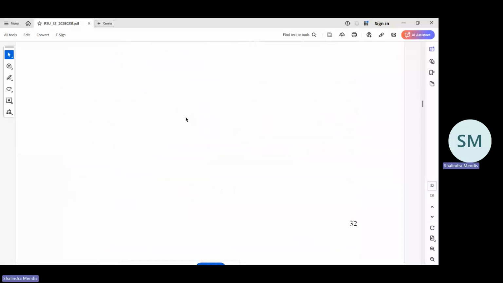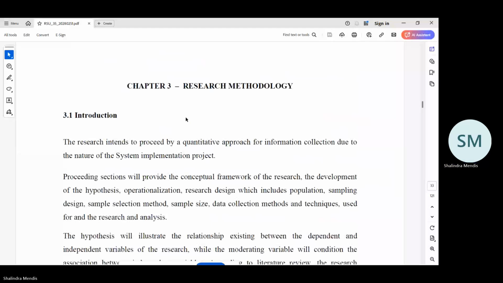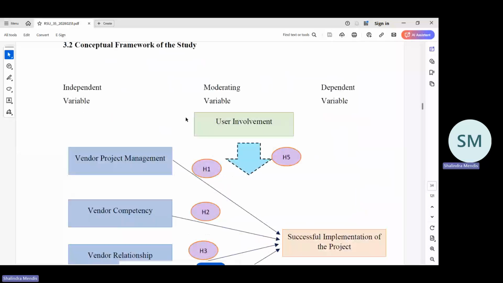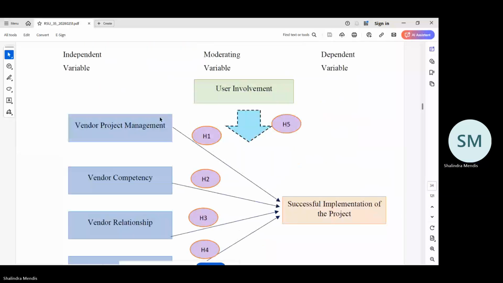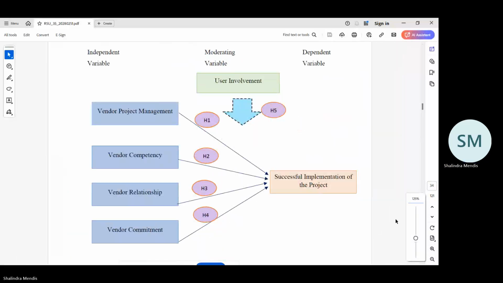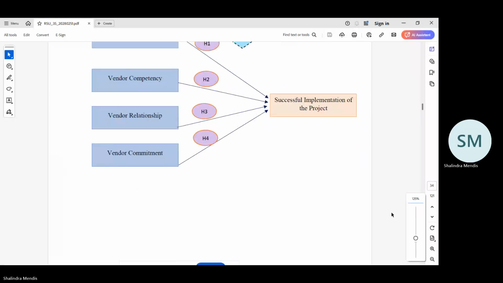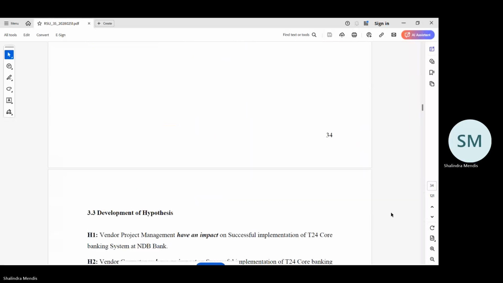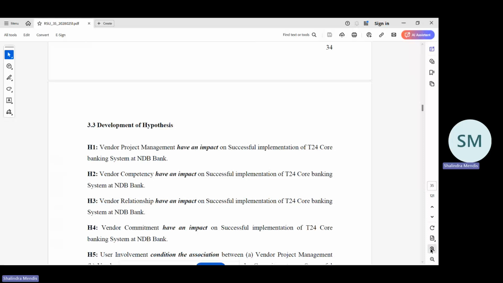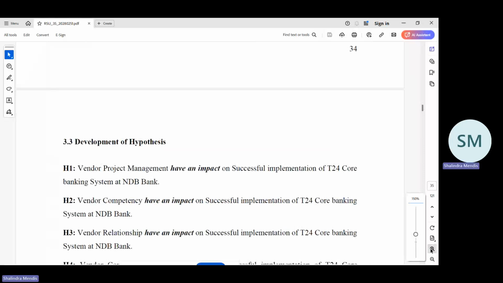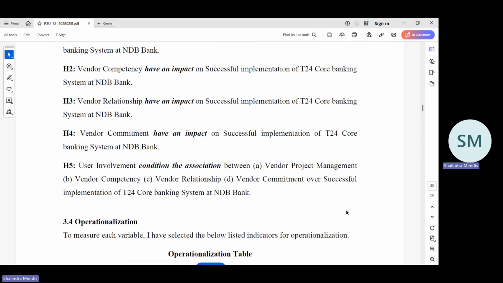Then the research methodology. And the conceptual framework of the study. This is how you put a moderating variable in place. The hypothesis. Operationalization table.